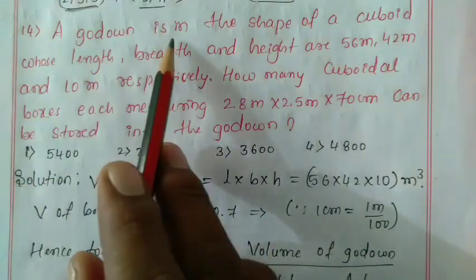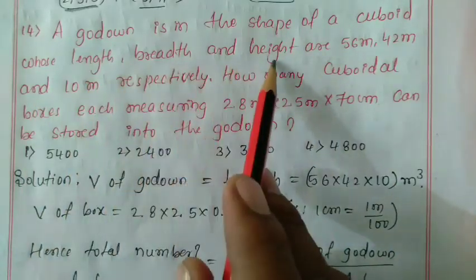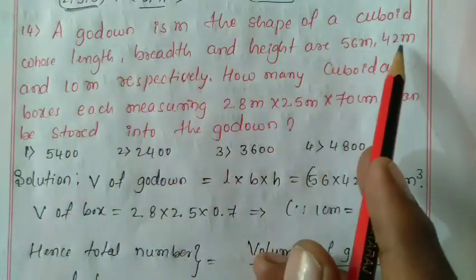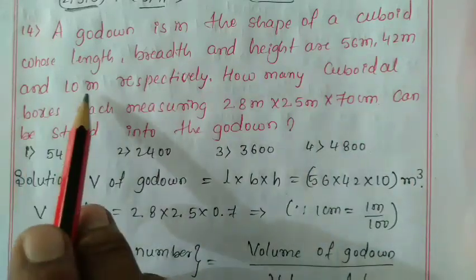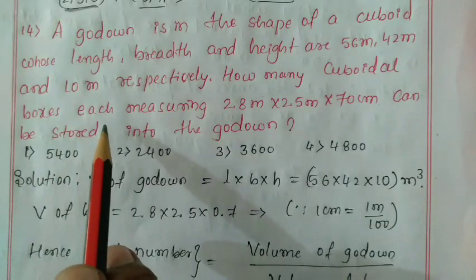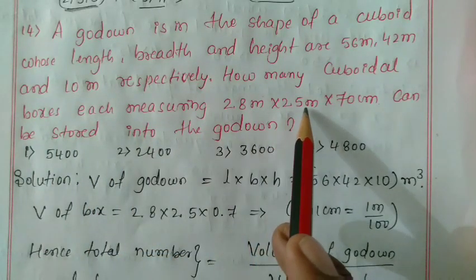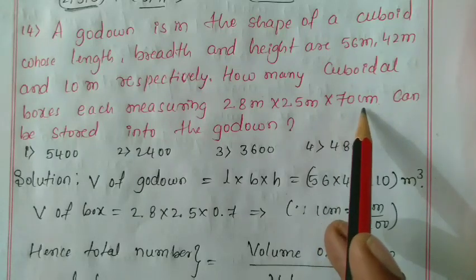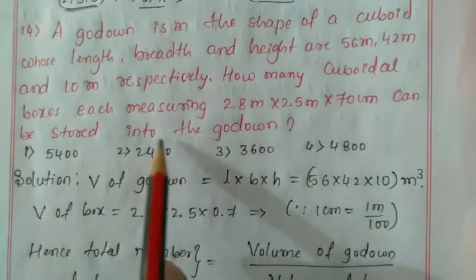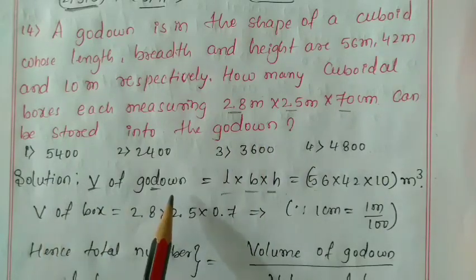And the question is, a godown is in the shape of a cuboid whose length, breadth and height are 56 meter, 42 meter and 10 meter respectively. How many cuboidal boxes, each measuring 2.8 meter into 2.5 meter into 70 centimeter, can be stored in the godown? This is the question. Okay, next you can write here solution.